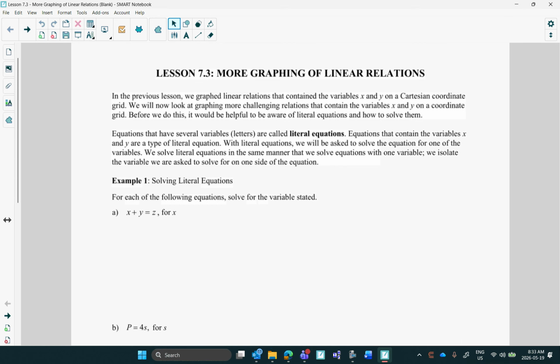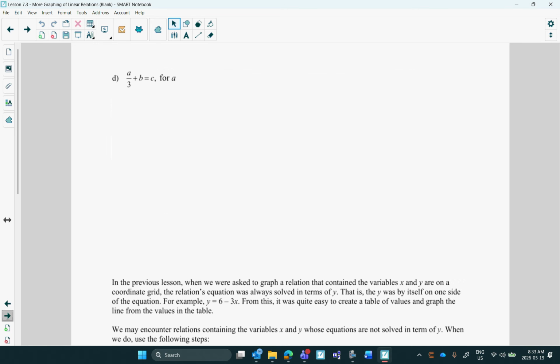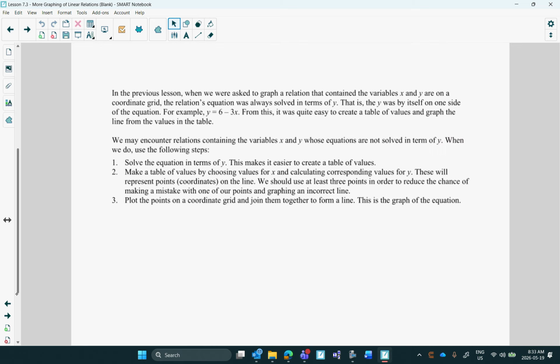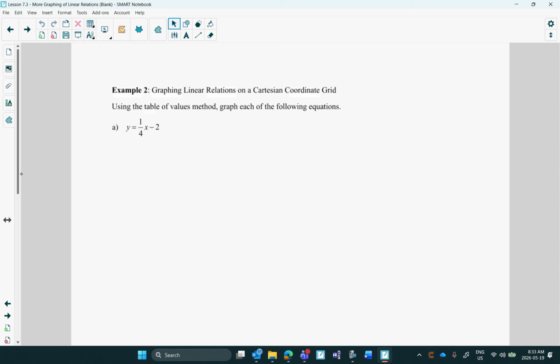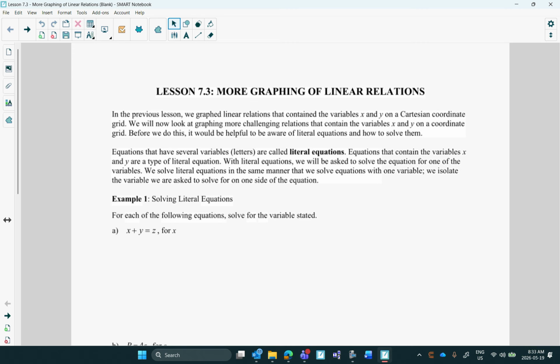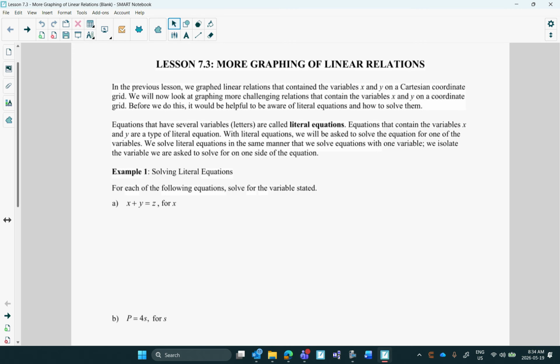Okay. In the last lesson, we talked about how to graph equations, right at the end, where we made a table of values. So we're going to practice graphing some of these. Some of these are a little more challenging. Some of these require you to do some algebra first to make it easy to do a table of values.